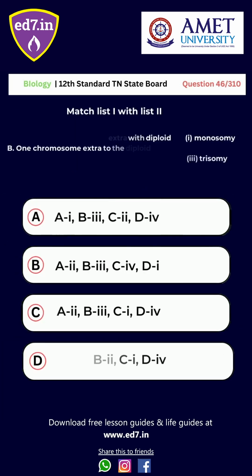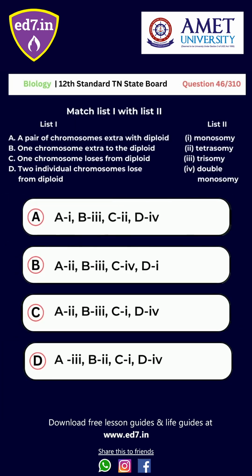Question number 46. Match list 1 with list 2. List 1. A. A pair of chromosomes extra with diploid. B. 1 chromosome extra to the diploid. C. 1 chromosome loses from diploid. D. 2 individual chromosomes lose from diploid. List 2. 1. Monosomy. 2. Tetrasomy. 3. Trisomy. 4. Double monosomy.